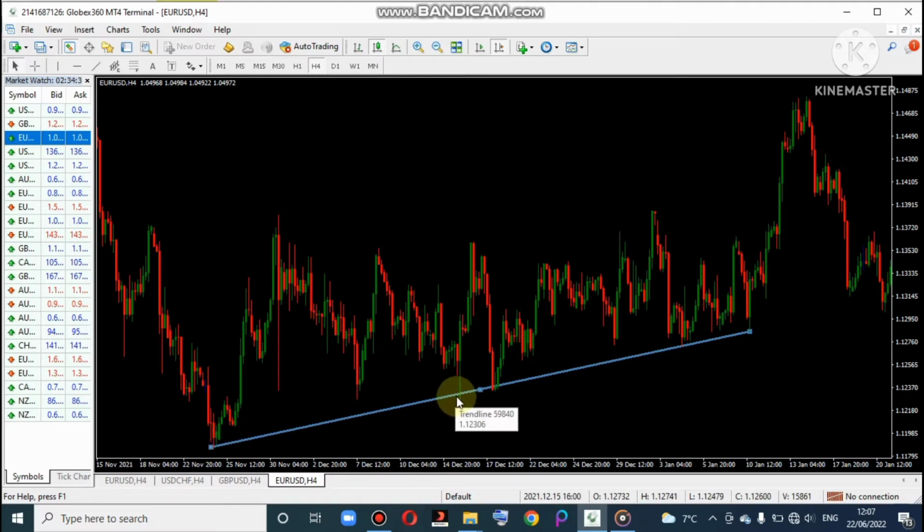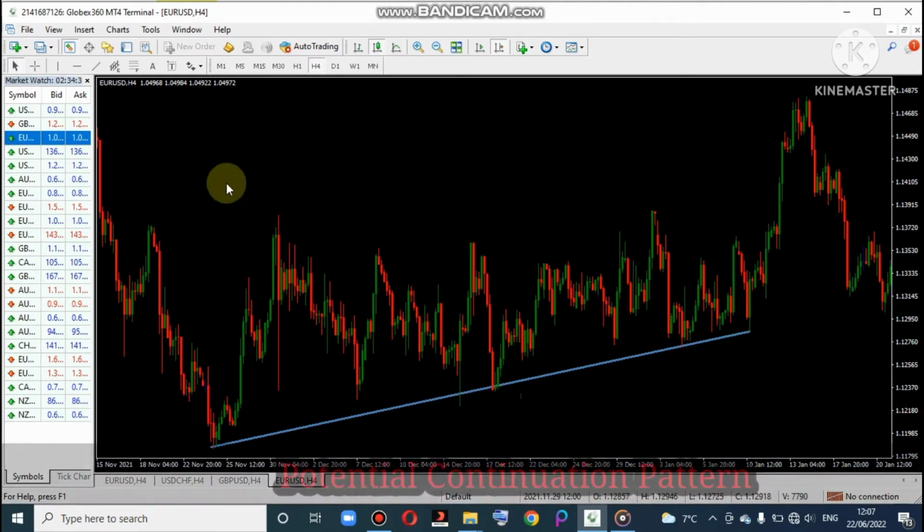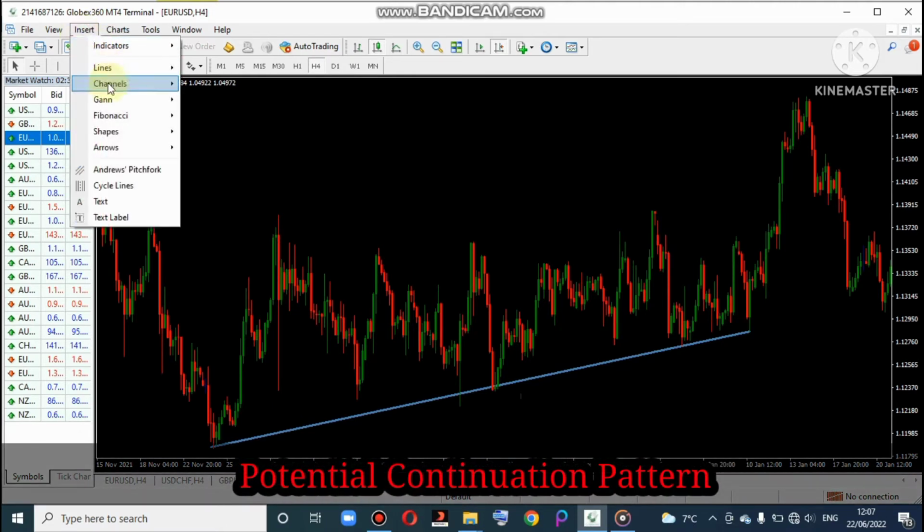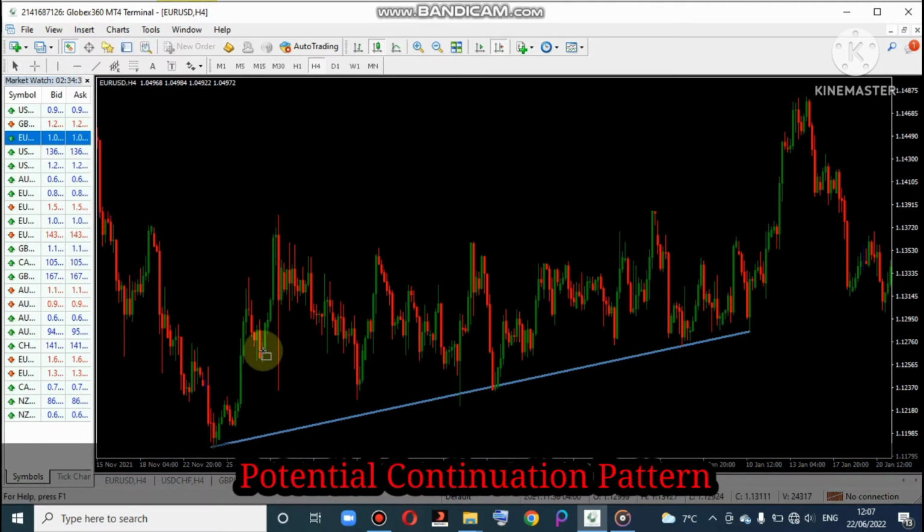But remember, I only trade price action, guys. So now, if you understand price action, it will be easy for you to master this thing. But this is a topic for another day. Look at this. We have another setup here.